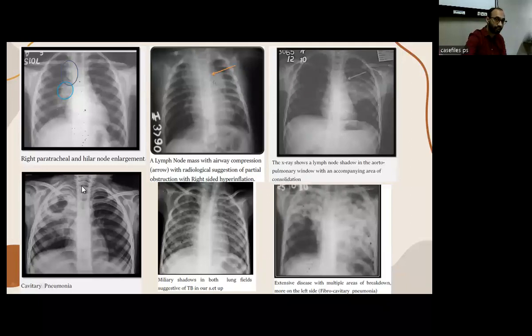Or there could be a cavitary pneumonia. There's a cavity here and adjacent consolidation in this right lung. Or there could be miliary shadows in both the lung fields suggestive of TB. Or there could be extensive disease with multiple areas of breakdown, and this is fibrocavitary pneumonia.